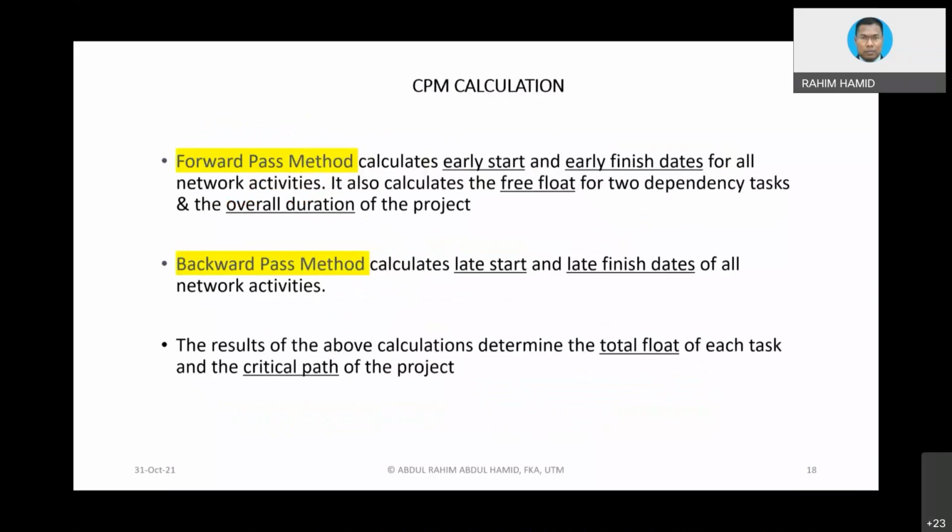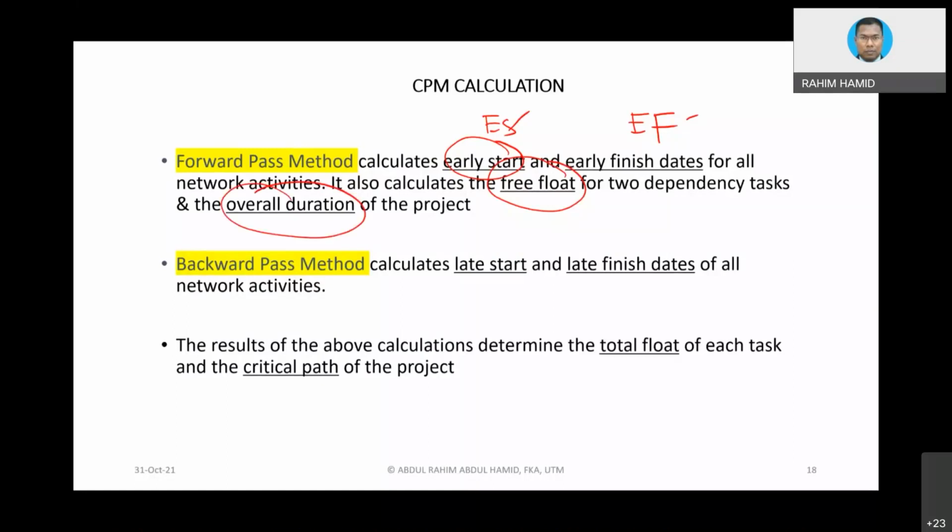Again, this is just a revision. If you do the forward pass, you are going to get the early start and early finish values for sure. And from this, you can even calculate free float. Remember, the free float definition is the difference between the early start of the successor activity and the early finish of the current activity. So those values you already have, and you can easily get the free float without even completing the whole calculation. And of course, you will get the overall duration.